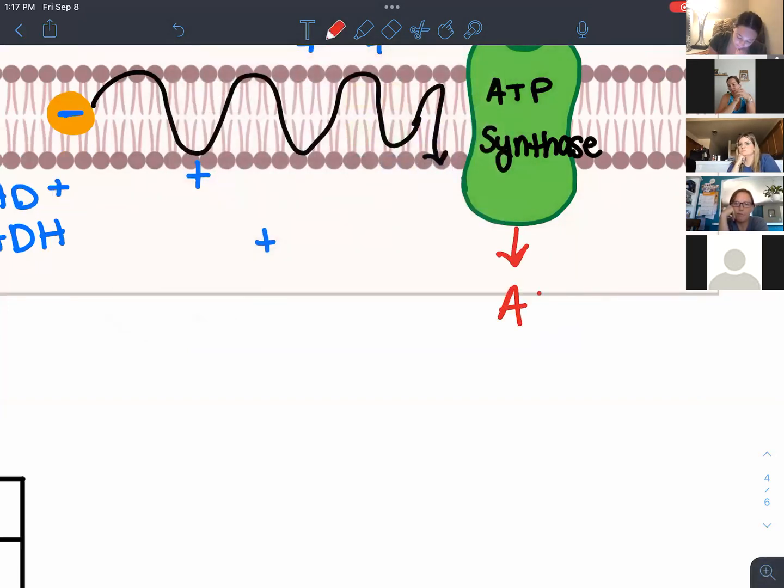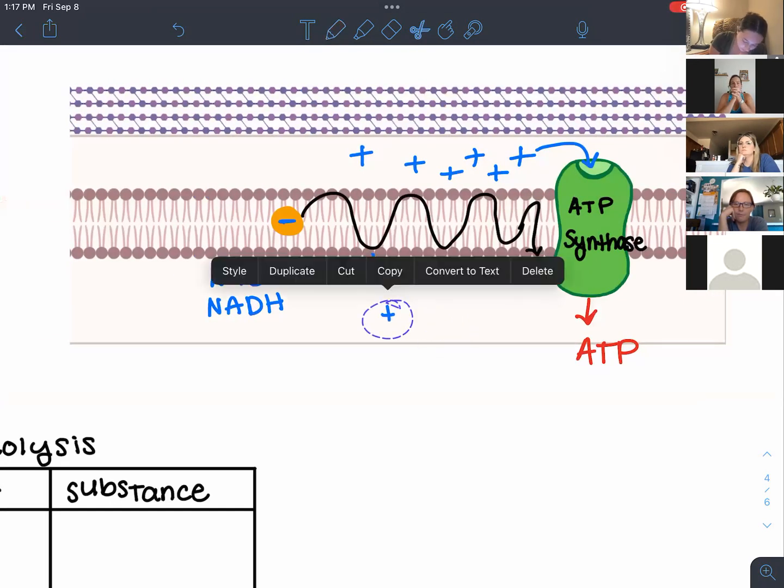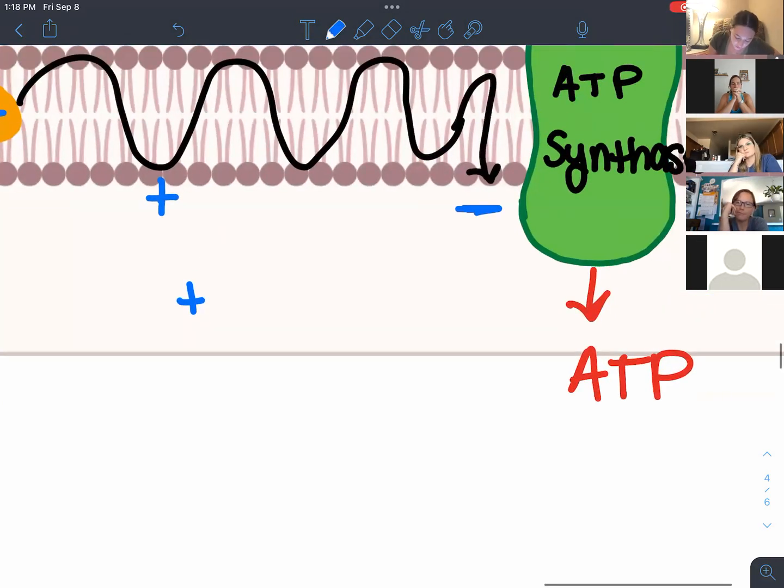ATP. Okay, so let's say, hold on. So here's my electron. I have my free electron at the end. This time I'm talking about anaerobic respiration. So is oxygen going to be our final electron acceptor? No. Instead, the example I'm going to use is just going to be sulfur.